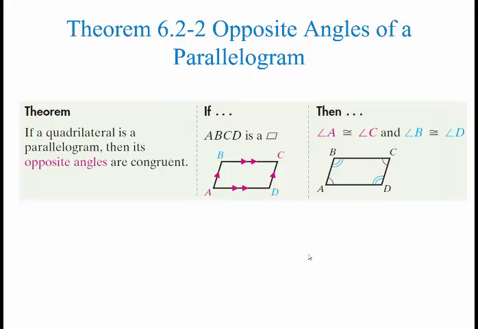Another one, opposite angles here. If a quadrilateral is a parallelogram, then the opposite angles are congruent. So if ABCD is a parallelogram, then these opposite angles, angle C and angle A, are congruent or equal angles, and angle B and angle D are congruent or equal angles.